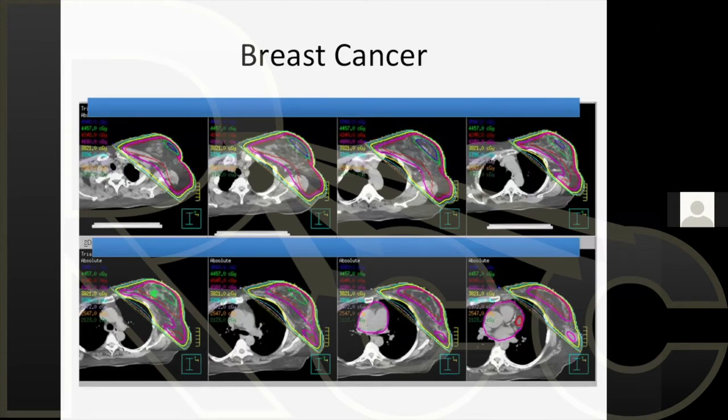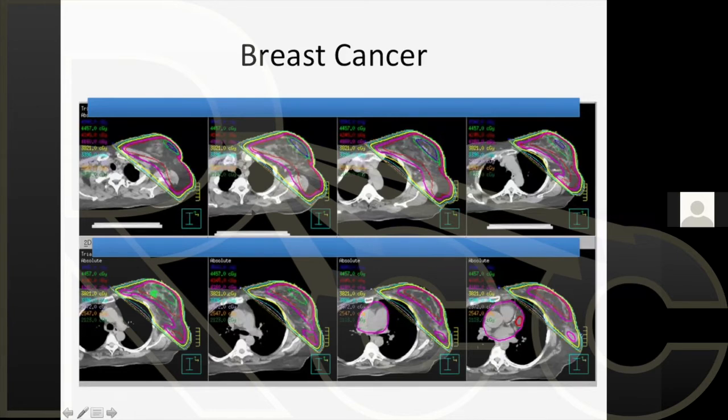But anyway, let's look at this plan. What are we looking at? I can say the normal tissues look pretty good, right? We're not getting very much dose to the heart. In fact, the green line, which is the 2100 gray line, is going nowhere near the heart. Very little lung. But what is the biggest problem, though?